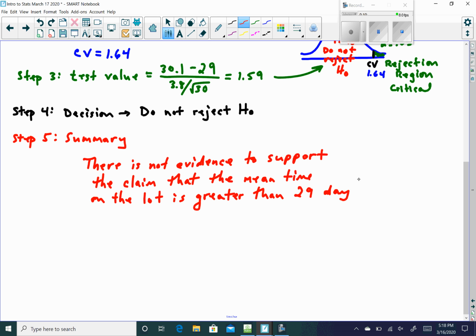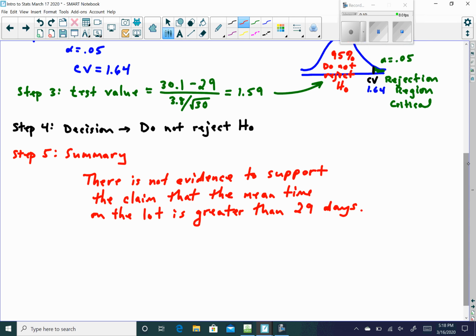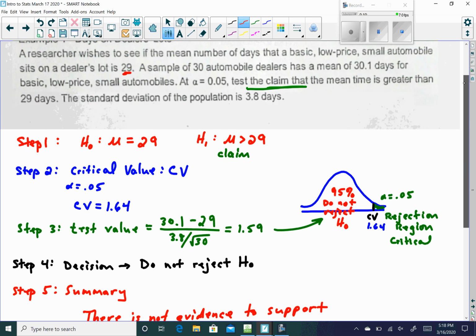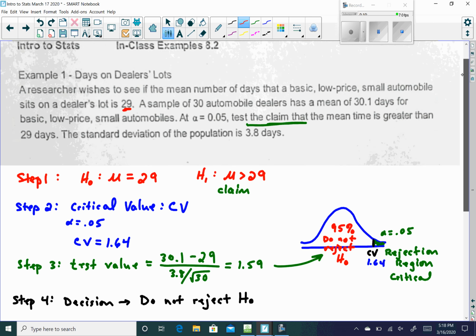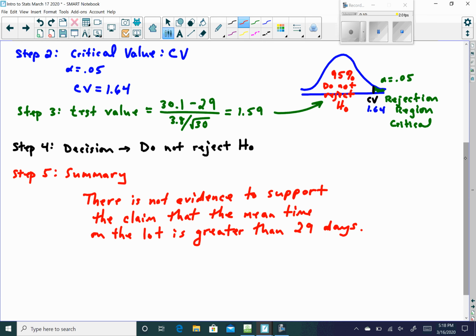I know the summary is a lot to write, but it is very important. So if you need to, you can revisit the steps here, but we are going to go through 2 more examples. And as I always say, if you have any questions, please email me.